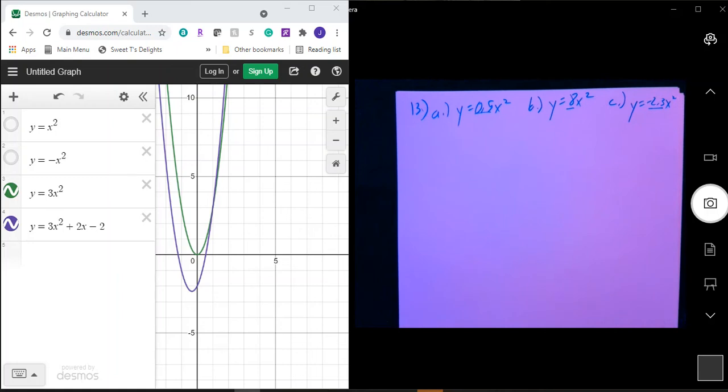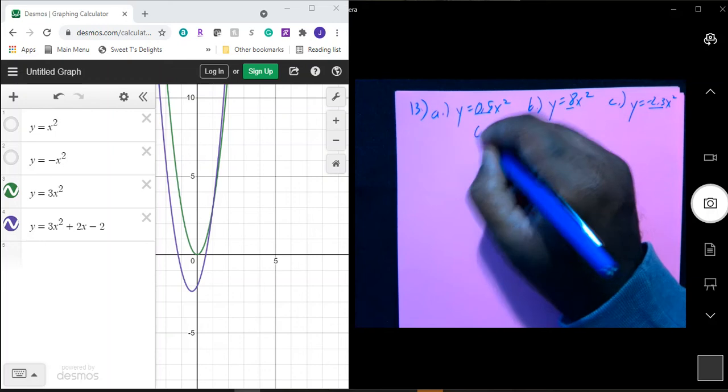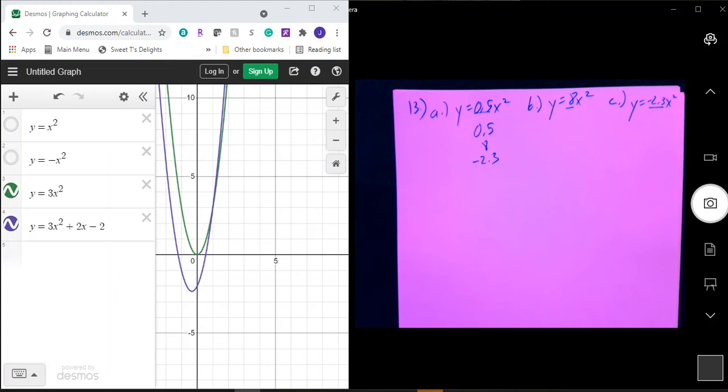Okay, now, a lot of times we think of widest as the biggest, but we have to think more in terms of a rubber band. When you stretch a rubber band, it becomes more narrow, but the reaction is much, much faster than when it's wider. When you have a narrow graph, that means it's accelerating at a faster pace than a wider graph. So what we do is list our A's. We got 0.5, we have 8, and we have a negative 2.3.